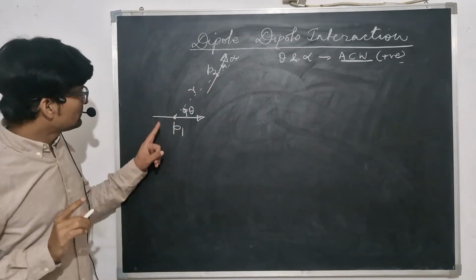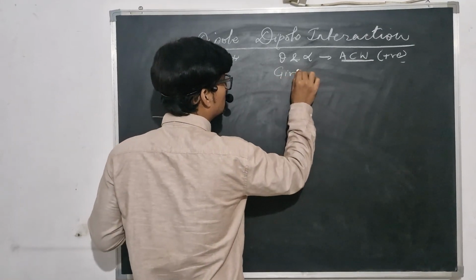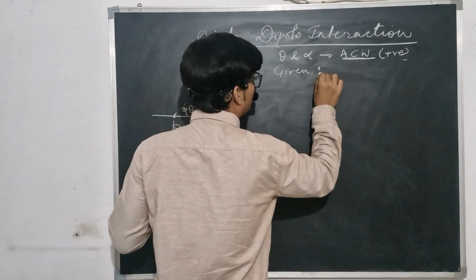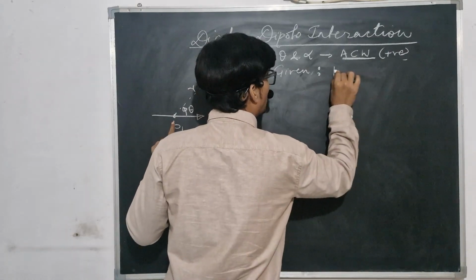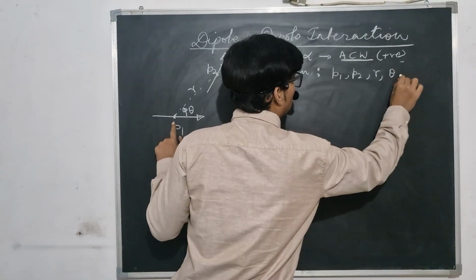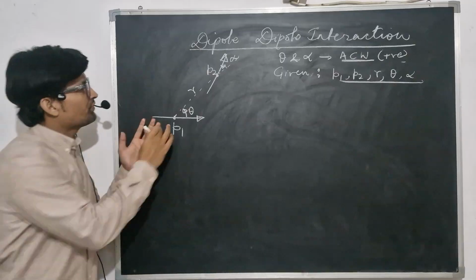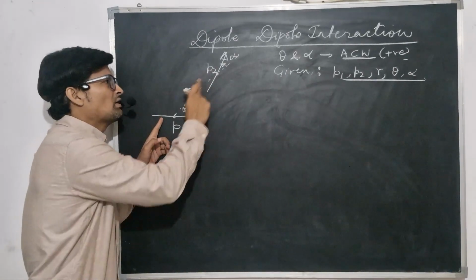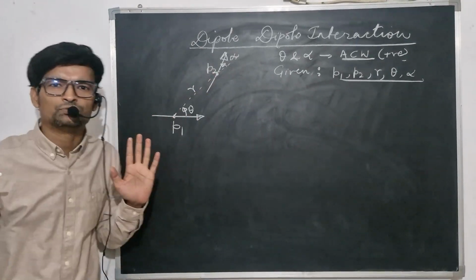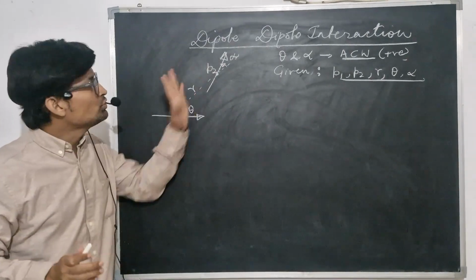So what are the given parameters here? Given variables are P1, P2, r, theta and alpha. So this is the general orientation of any two dipoles, and we have to find the force of interaction between these two dipoles. Okay, force of interaction between dipole 1 and dipole 2.